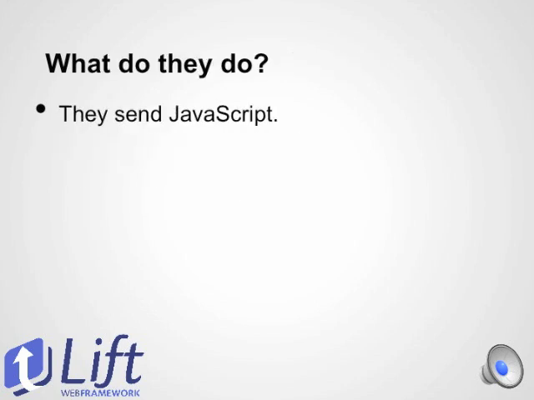And then you might want to ask, okay, so what do the Comet actors do? How do they get their work done? It's actually very simple. They send JavaScript. So the idea is this: a request goes from your client to the Lift server, and it's waiting for events. Whenever your Comet actor gets a message and wants to send the user new data, it sends it using JavaScript.